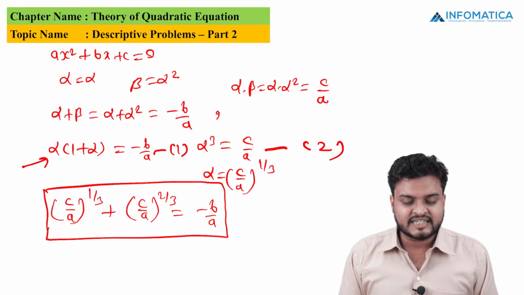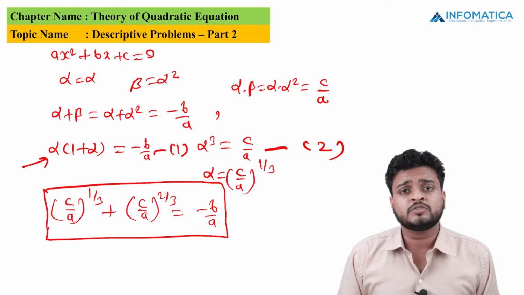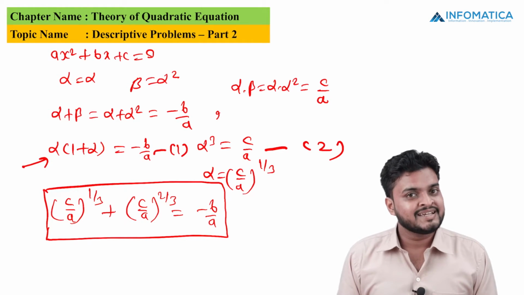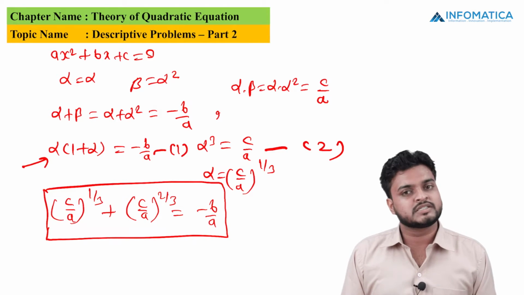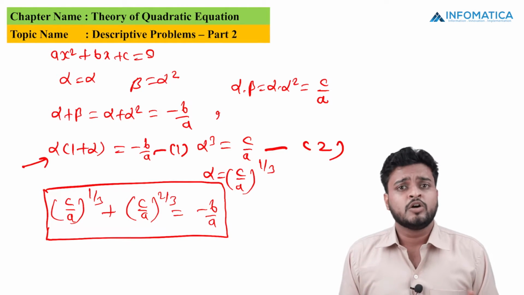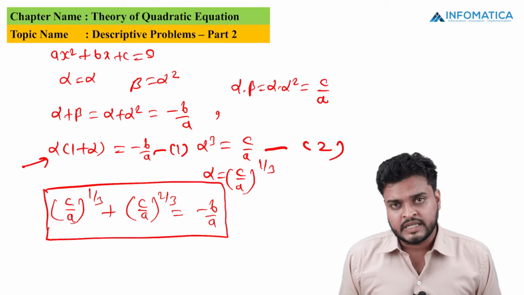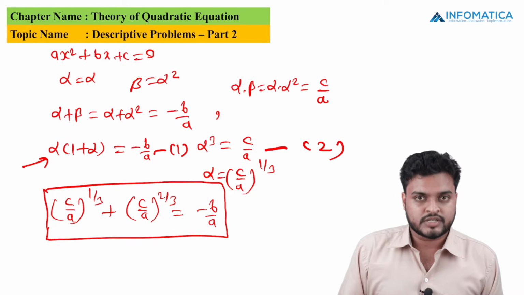This is the final relation between a, b and c. So now it is the term in third form. If you want to simplify it further, you can solve it by taking the cube of this equation. So it's up to you if you want to solve it further, or keep this equation only. So this is your question number 2.